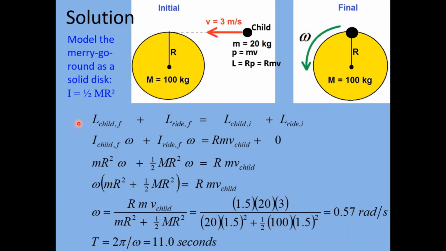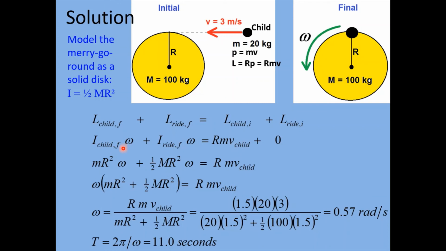So conservation of angular momentum says that the final angular momentum of the child plus the final angular momentum of the ride, the disk here, is equal to the initial angular momentum of the child plus the initial angular momentum of the ride. So let's work backwards here. The ride, initial position is here. The ride is not turning yet, so it has no angular momentum. So we got a 0 there. For the child, we just calculated that up here. The angular momentum is r times p. Remember, for a particle that ends up going in a circle, and p is equal to mv. So we have rmv, and this is the velocity of the child.